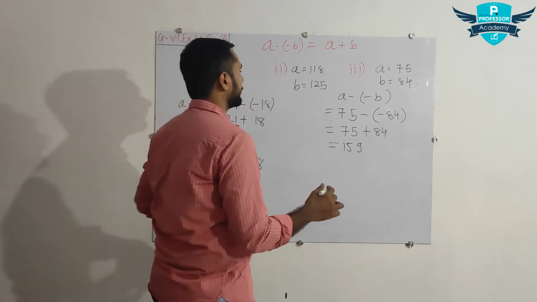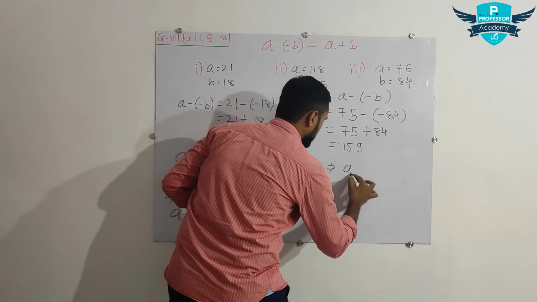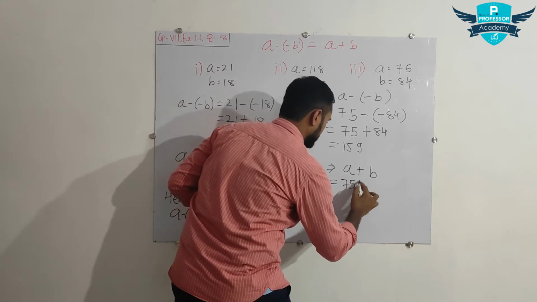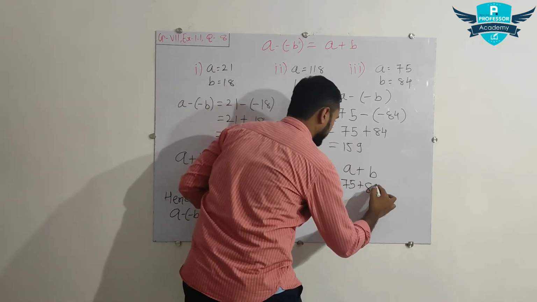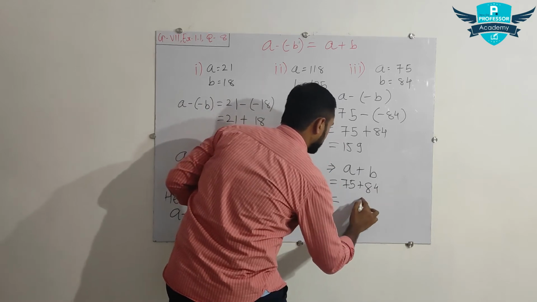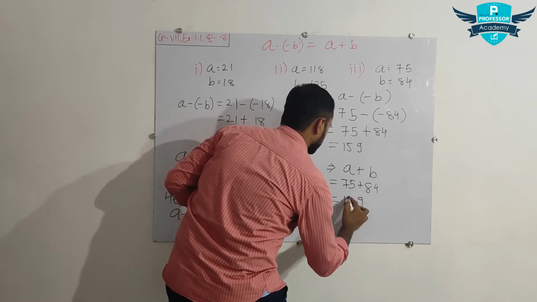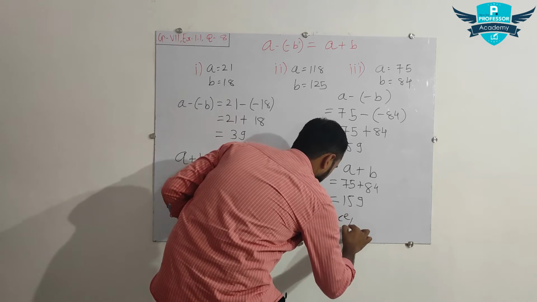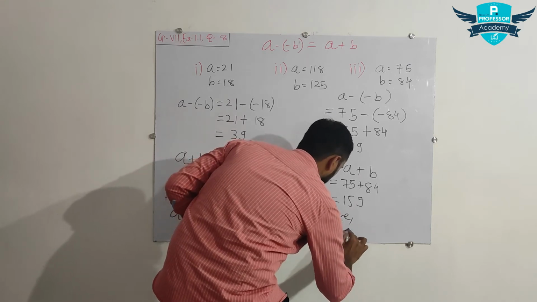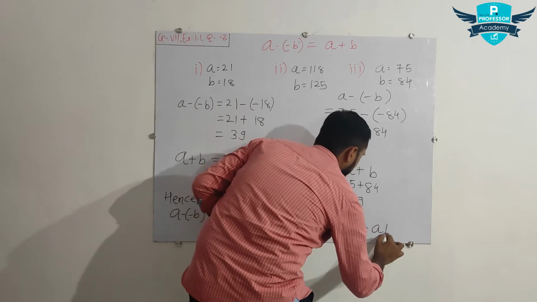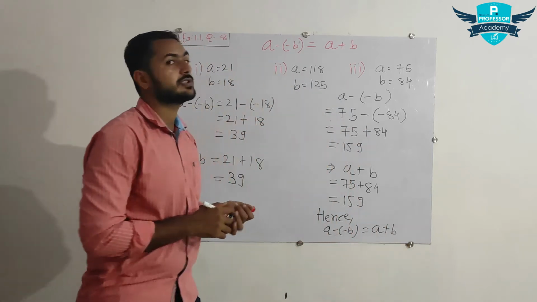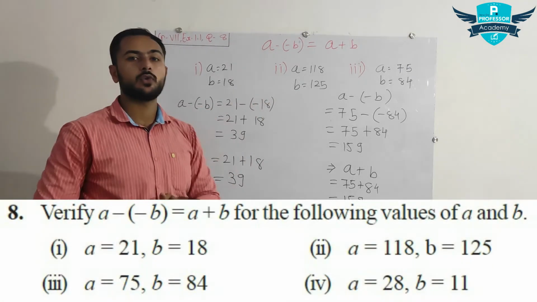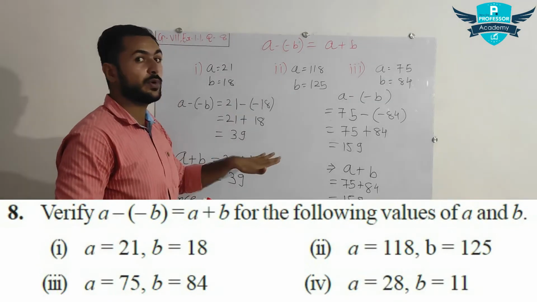Now let's take a plus b. So a plus b is equal to, what is a? That's 75 plus b is 84. Here again what I will get is 9 and 15, 159. So it means, hence, a minus of minus b is equal to a plus b. Like this we have to just identify whether it is true or not. Okay, it's true actually, but the second one and the fourth one you have to complete by yourself. Now pause the video and note this down.